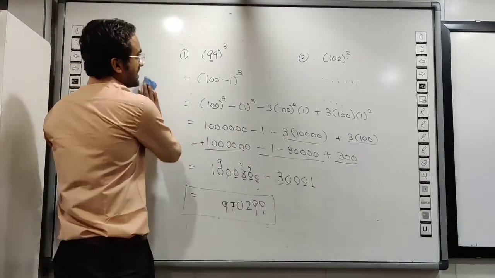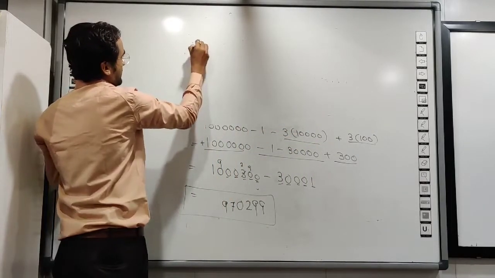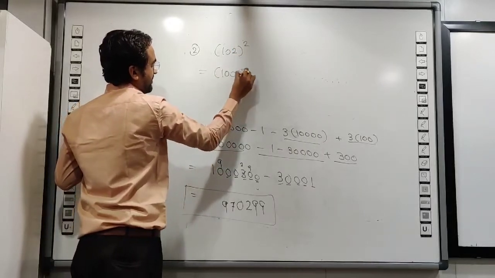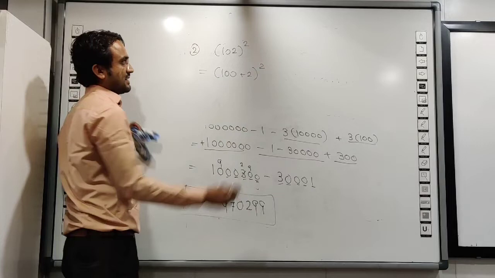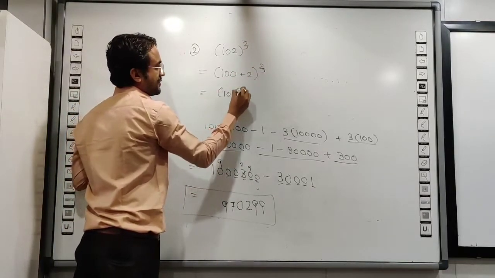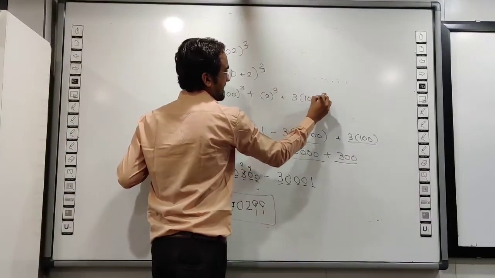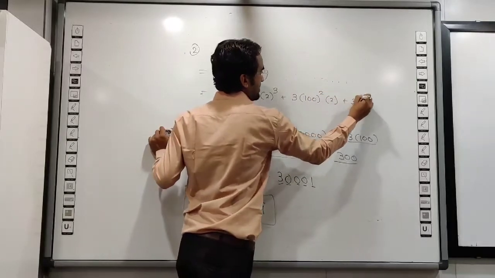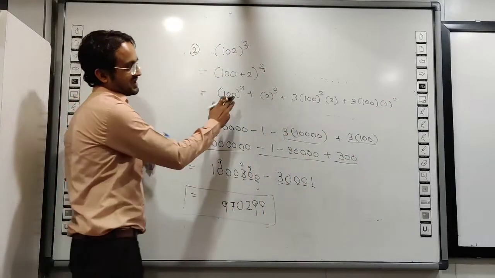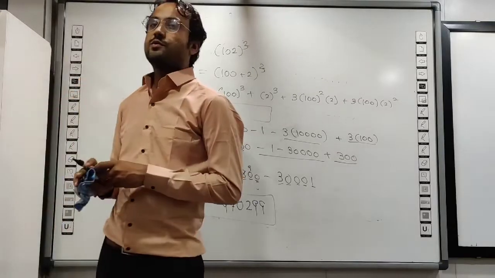Same way you can find the answer of this. Here what is your question? 102 cube. So what you need to do, you know that 102 means 100 plus 2. Right? 100 plus 2 means (x plus y) whole cube. So write x cube, y cube, 3x square y, 3x y square. If you solve this, you will find your answer. And the remaining one sum you also have to do on your own.